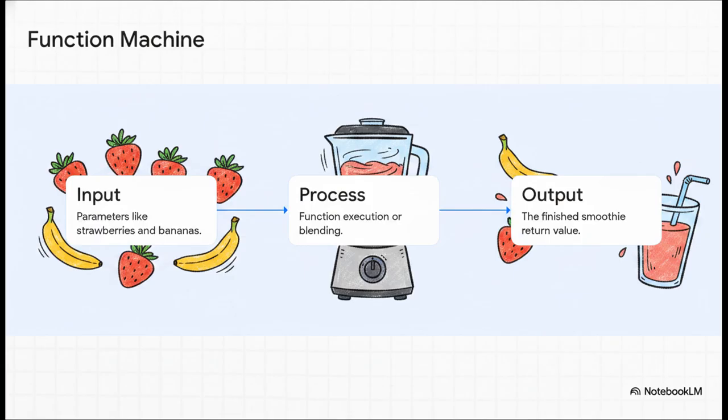Imagine a smoothie machine. Step 1 is your input. You toss in your ingredients, right? Strawberries, bananas. Step 2 is the process, the actual execution of the code where the machine blends everything up into a liquid. And step 3 is the output. The machine pours out a nice, finished smoothie. Your code works the exact same way. Information goes in, it gets processed, and boom, a result comes out.